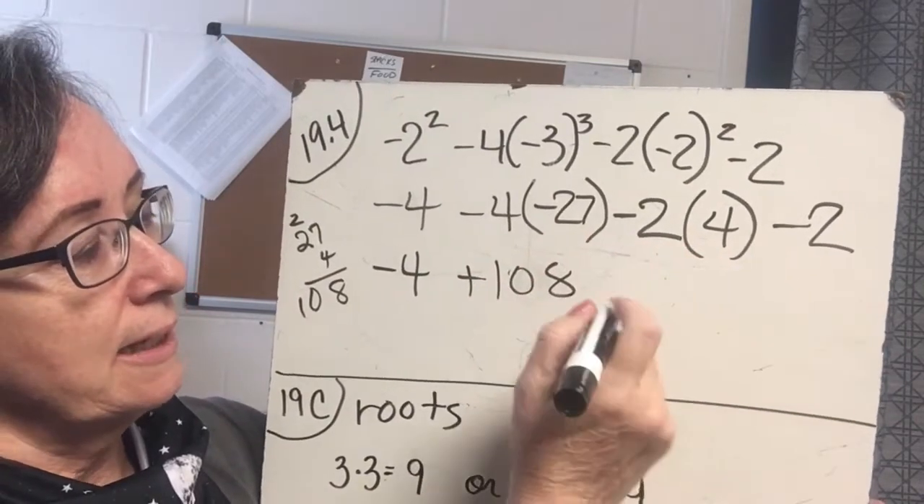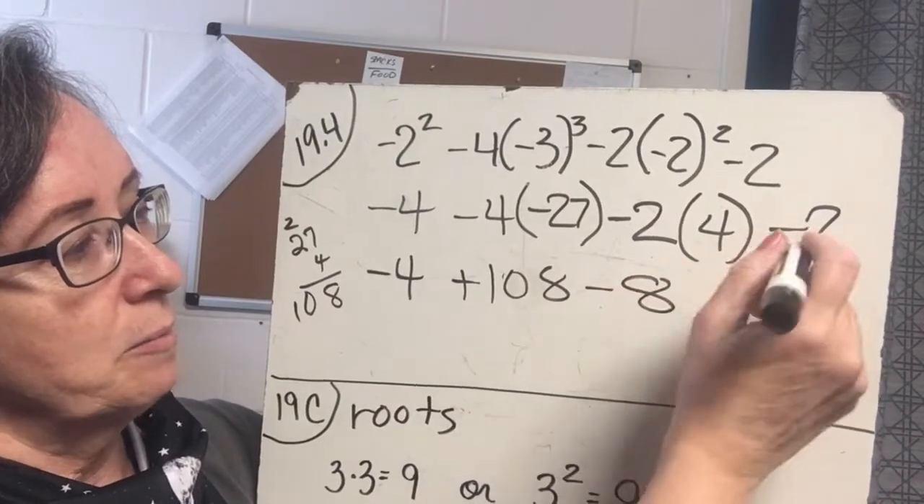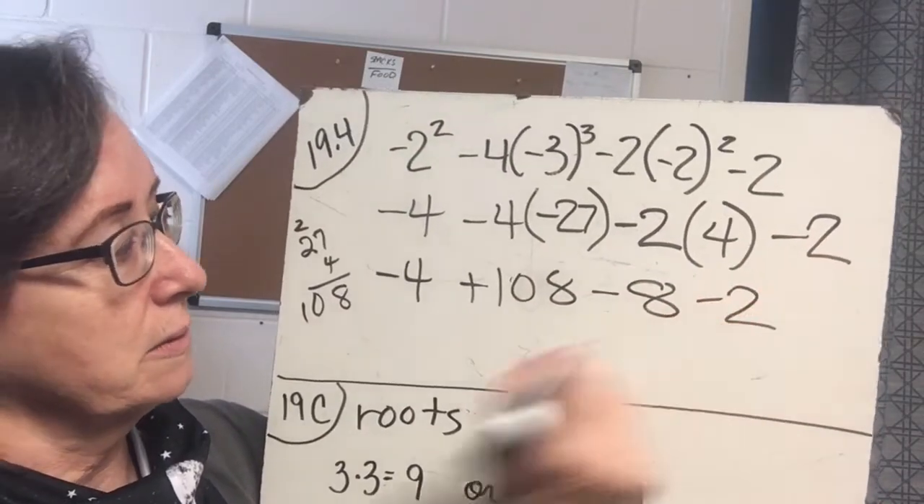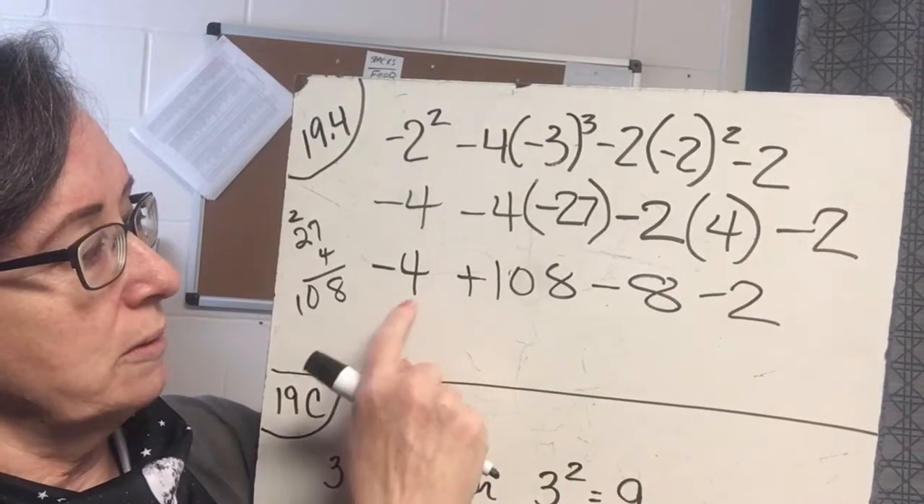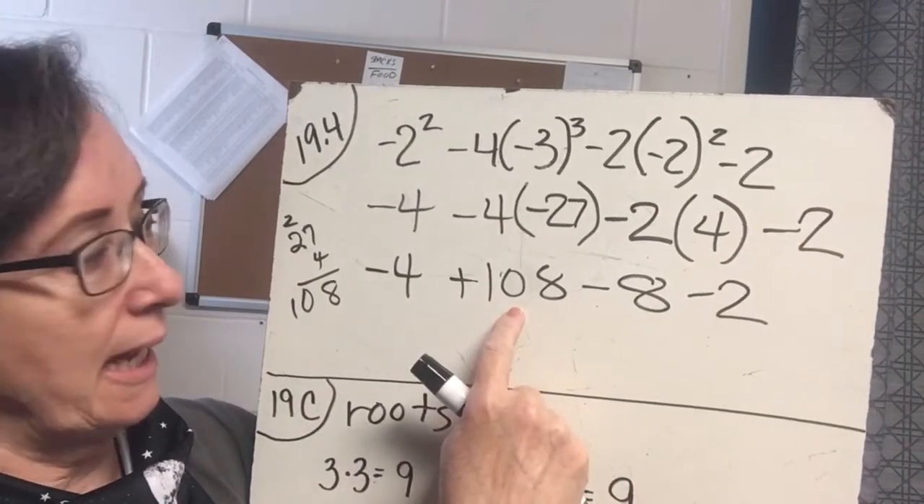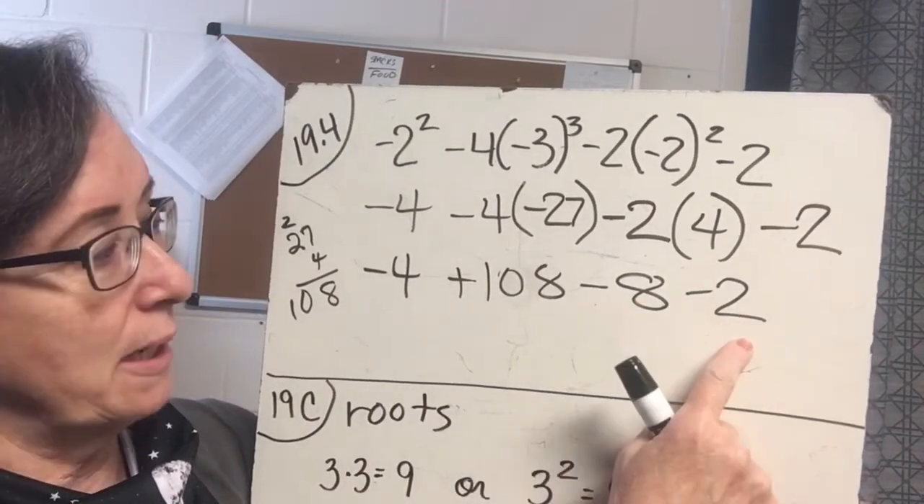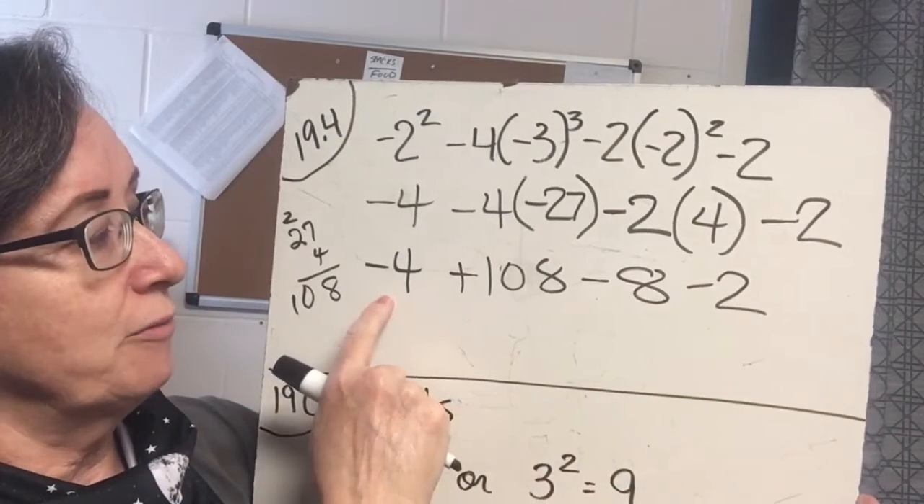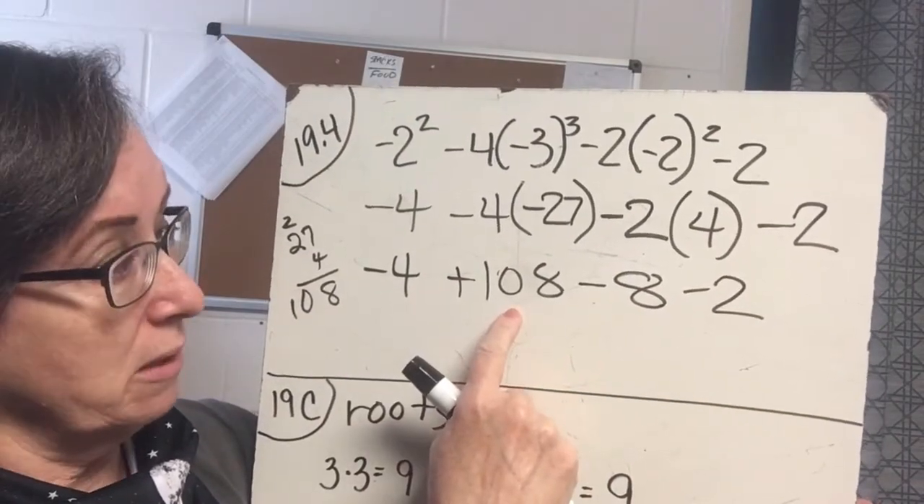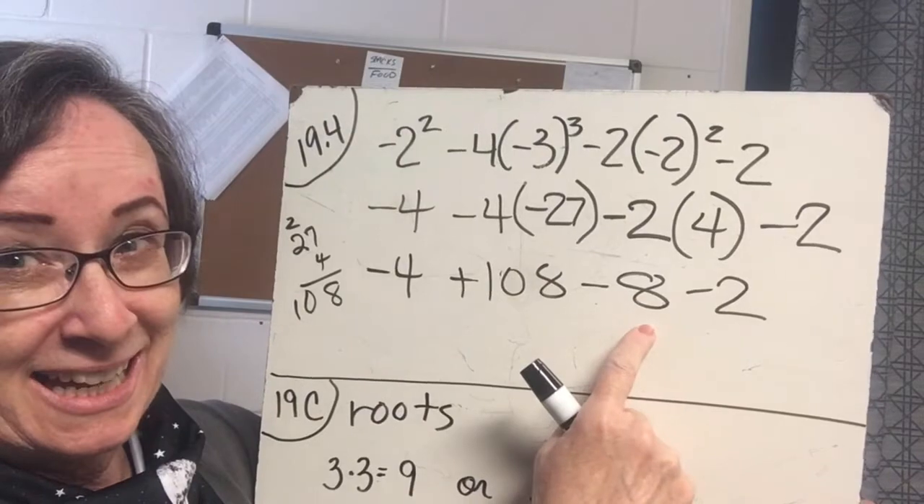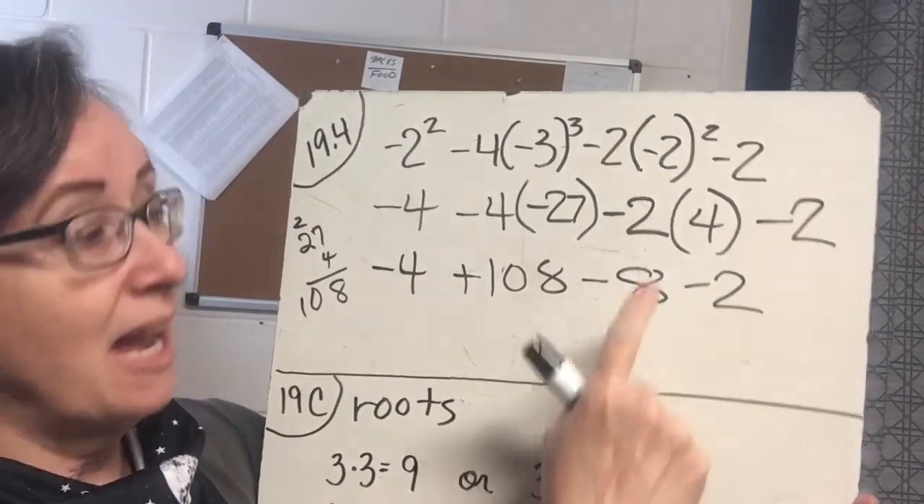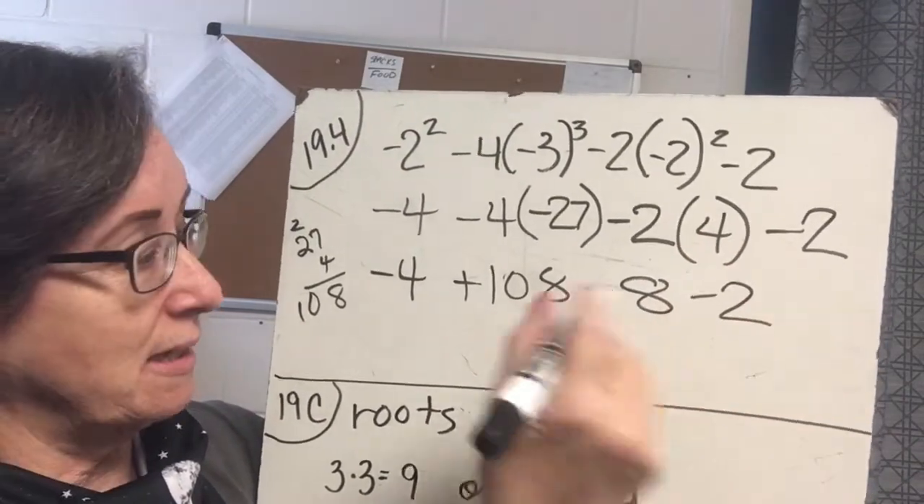Minus 8, minus 2. Okay, so negative 4 plus 108 minus an 8 minus a 2. So negative 4 plus 108 is 104. Minus an 8 is a 96. Minus another 2 is a 94.